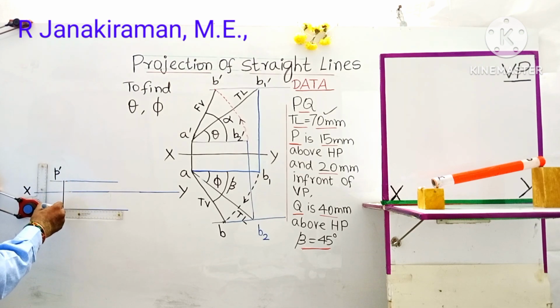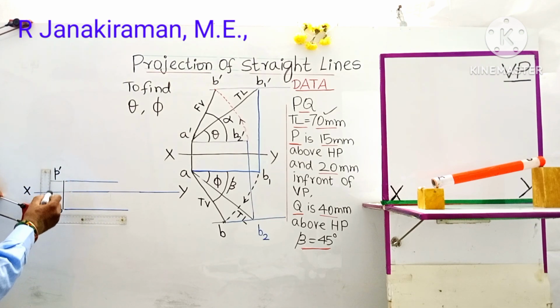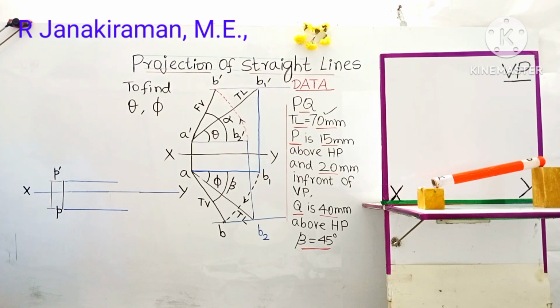Simply from point P, draw an extension line. Draw a dimension line parallel to P dash P. Put narrow arrows; you can put them outside the line also. If you put them inside, it will be congested. This distance is 15, and in front it is 20 mm, which comes below the XY line.